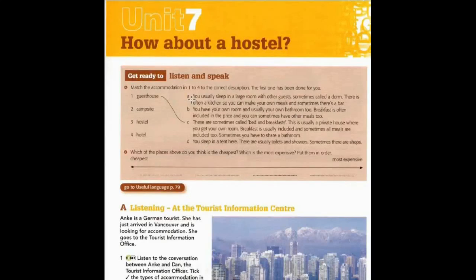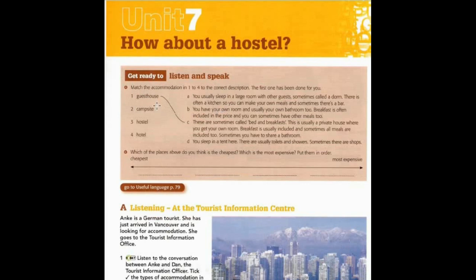Good morning, dear students. Today we're going to study Unit 7, which concerns accommodation. If you notice, we have the title of this unit, How About a Hostel? So here we have accommodation like a guest house, a campsite, hostel, hotel. All these kinds of accommodations, you need to know them. We have some definitions in here, and in this exercise, we need to match between these terms and these definitions.